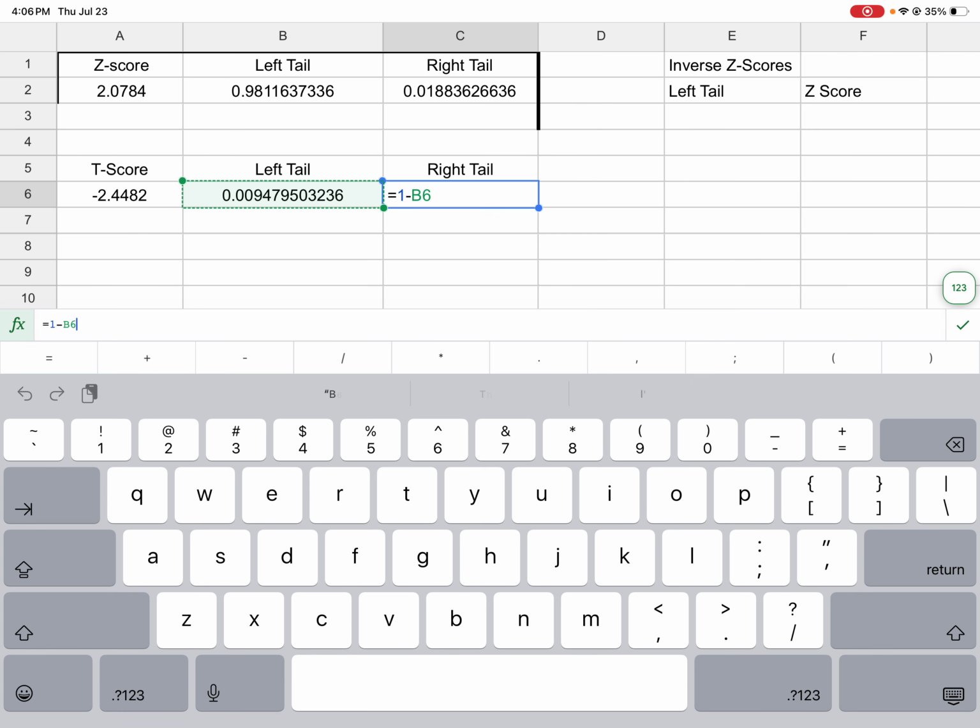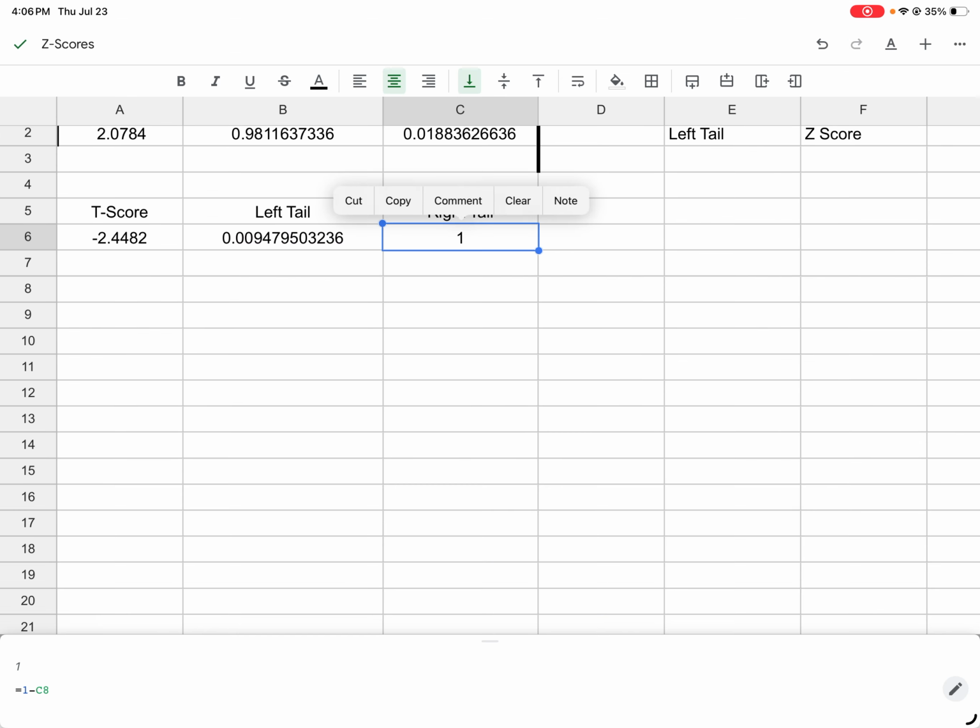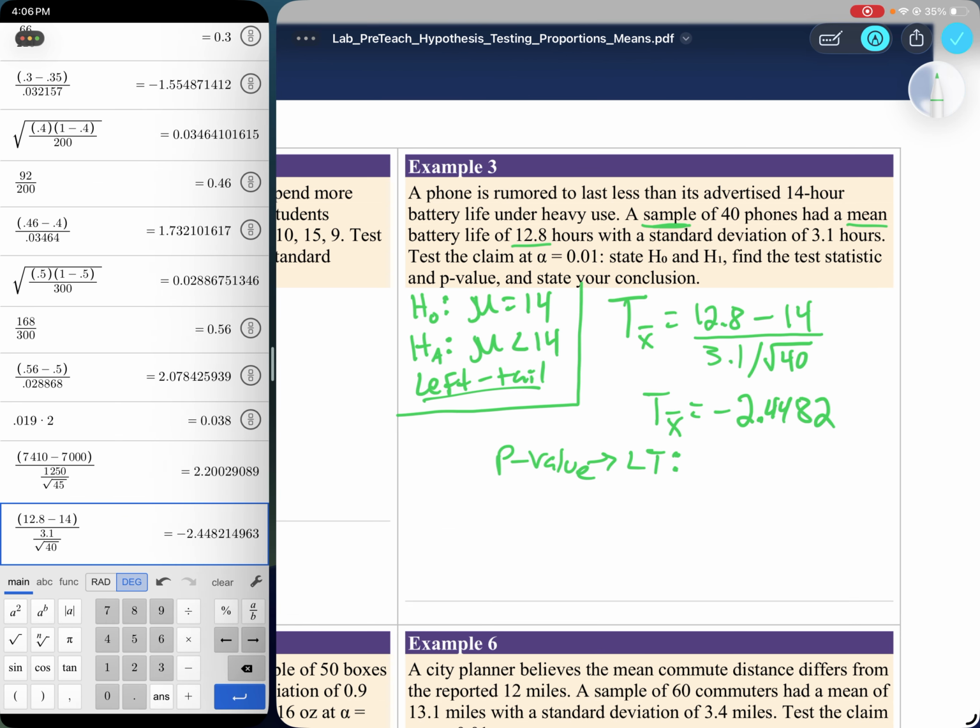I already had this program to do 1 minus the left tail, but that didn't matter for this problem. This was a left tail test problem, so I'm just going to jot down that left tail, 0.009. And since this is a left tail test, the second I have my left tail, I automatically have my p-value for the problem. So now we can decide, is the p-value larger or smaller than the alpha, our level of significance that we're testing?